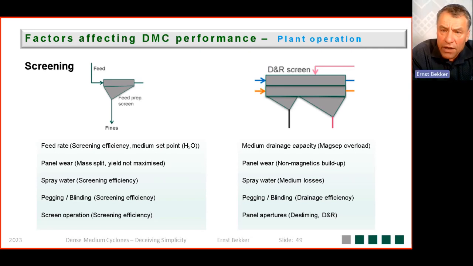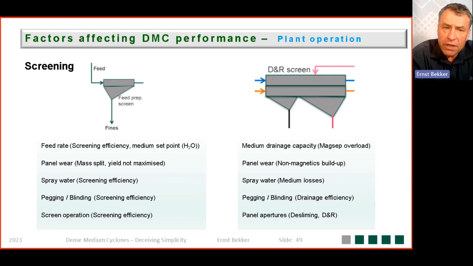The slurry characteristics of the medium. The spray water: if we have inadequate spray water, we just contribute to the medium losses. The pegging and blinding, I've talked about the drainage. And then panel apertures between the desliming and the drain and rinse screen. Now, the industry standard is that you've got larger apertures on your feed preparation screen and smaller apertures on your drain and rinse screen.